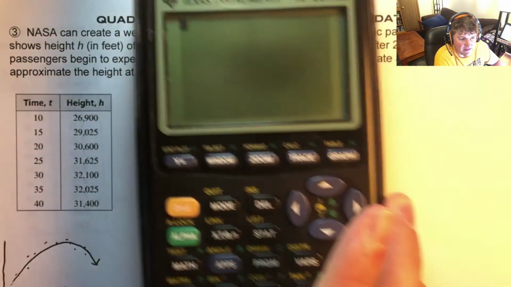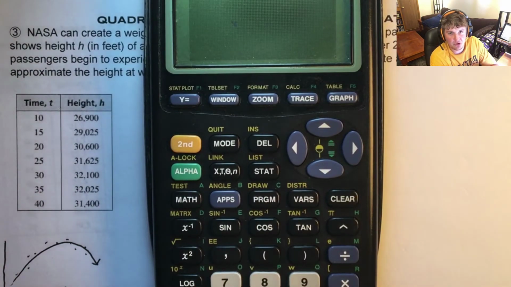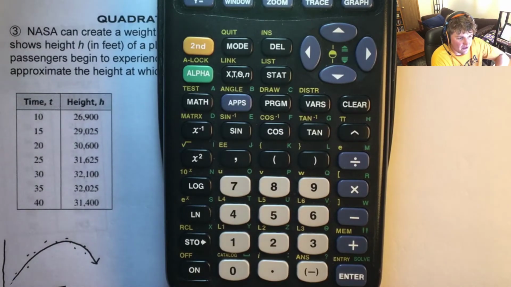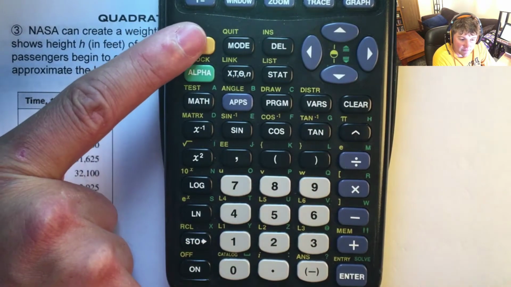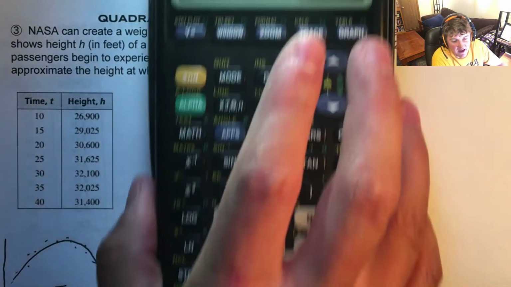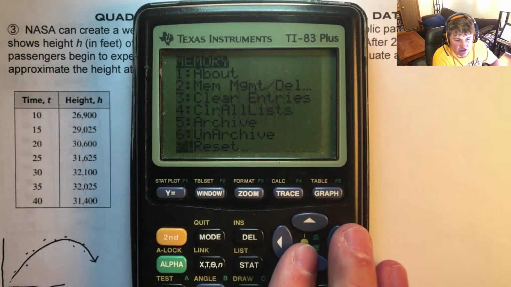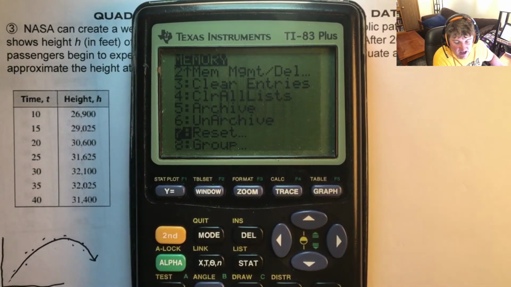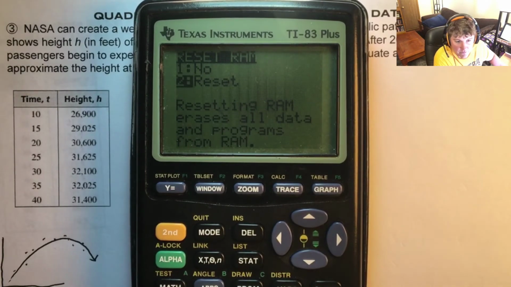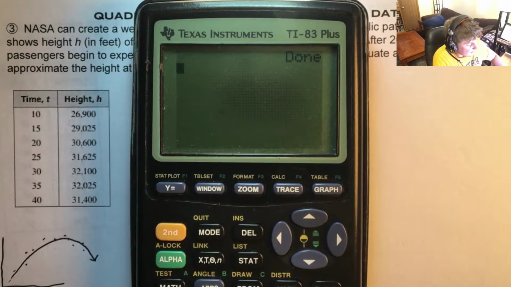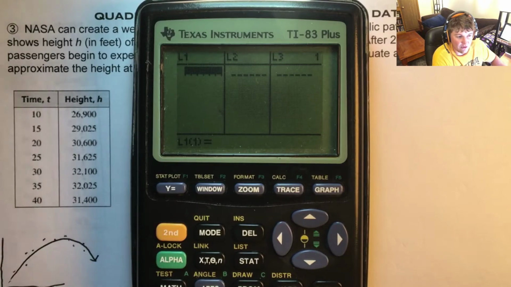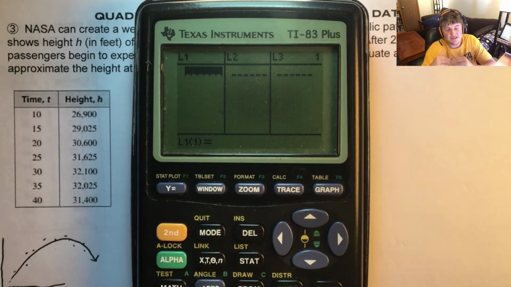Okay, let's say something like that happens to you. It very well could just happen to me. If you ever need to reset your calculator completely, to wipe it fresh and start over, you hit the second button, and then you hit the plus sign. MEM is for memory. You can do all sorts of stuff, but if you just go down to 7 and hit reset, and then all RAMs, and then reset, we haven't programmed anything in there, but now you can see it just refreshed our whole calculator, just in case that happens, which it could.